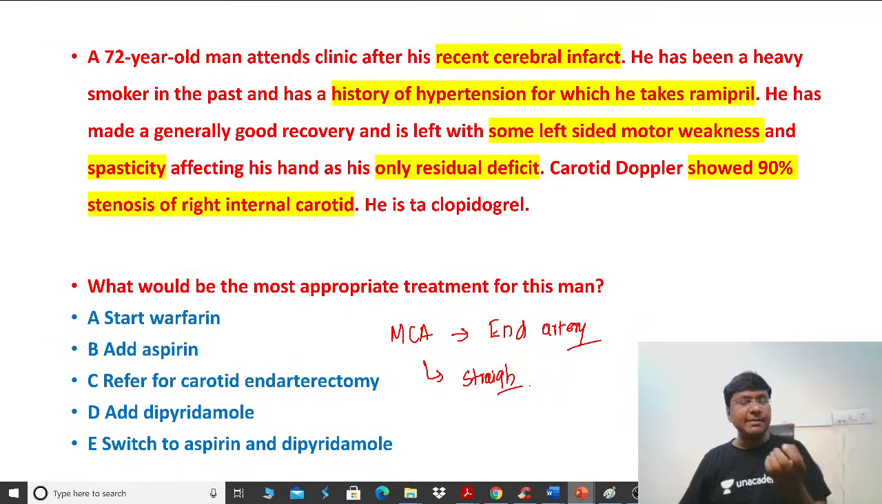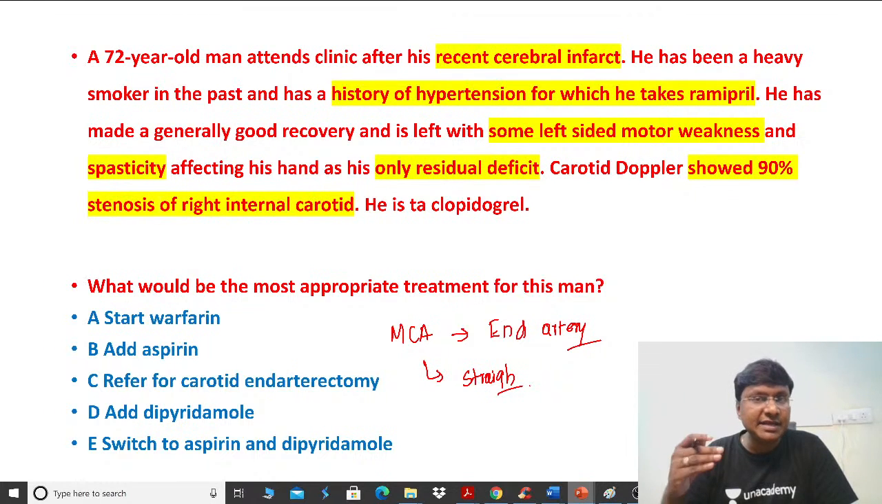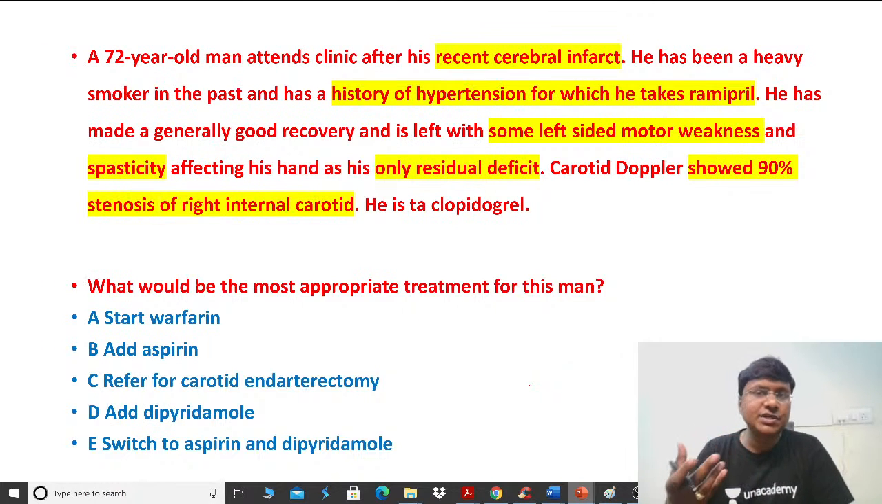So if there is any embolus which is coming from the heart, it will directly go to your middle cerebral artery. Because middle cerebral artery is not arching, it is not having any bend. So that is the reason why the middle cerebral artery is most commonly affected compared to your anterior cerebral artery and as well as the posterior cerebral artery.